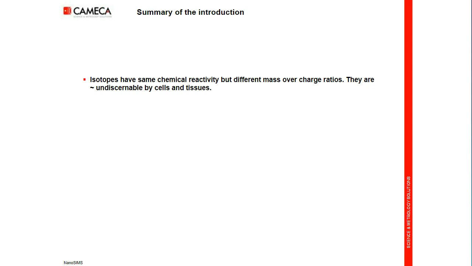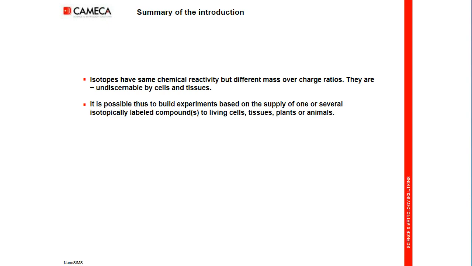So, in summary, isotopes have same chemical reactivity, but different mass over charge ratio. They are undiscernible by cells and tissues. So it's possible to build experiments based on the supply of one or several isotopically labeled compounds to living cells, tissues, plants, or animals. So it's wiser to use a low intensity isotope with a low background.